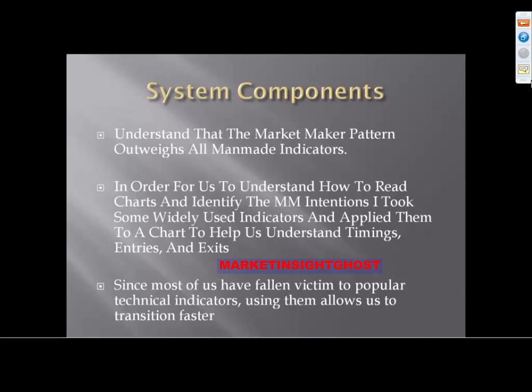In order for us to understand how to read charts and identify the market maker's intentions, I took some widely used indicators and applied them to a chart to help us understand the timings, entries, and exits. I took the work time ribbon that somebody made in Russia and had it programmed to match the Tokyo channel and the U.S. session reversal. I took some shadow boxes, thank you, Ray, and put in the key times when market makers issue the Brinks trade. That's what the shadow boxes represent. They represent the times when the Brinks trade will present the stop hunt zones, and I will cover all that stuff. Don't worry.